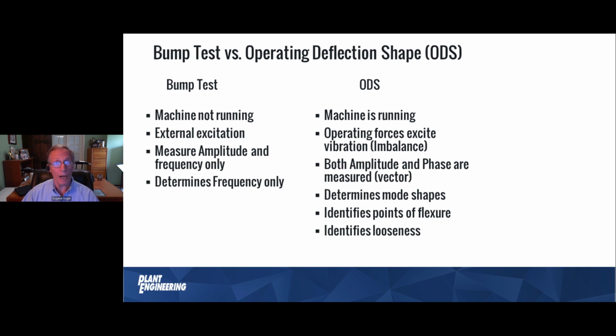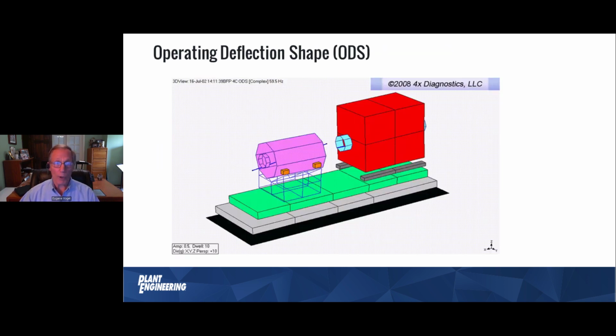That's different than what we got with the bump test, okay? And we want to determine the mode shapes. We want to see the shape of what's shaking, the definition of the title of our presentation. Moreover, we want to try to identify points of flexure that might indicate why we have resonance, if resonance exists, and it can be used for identifying mechanical looseness, and we'll look at some other things that it can find as well.